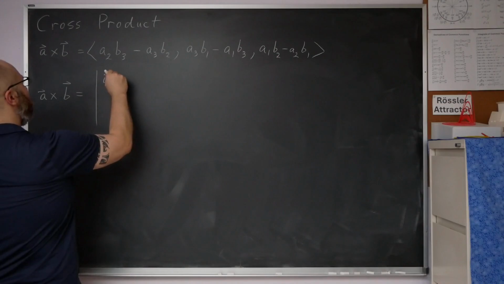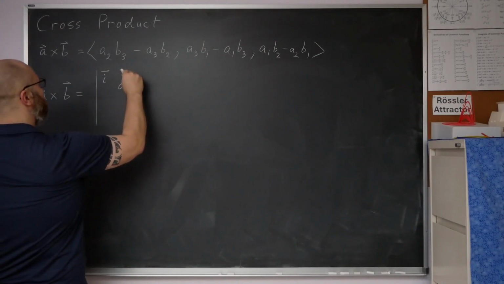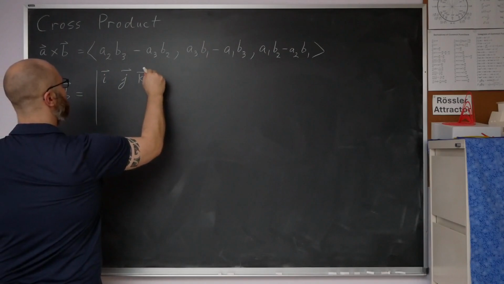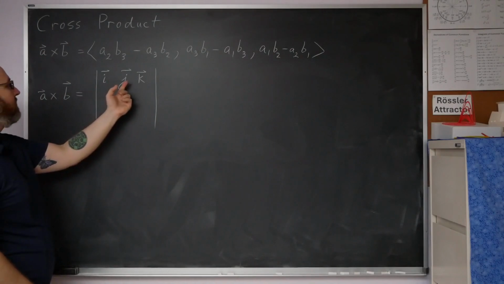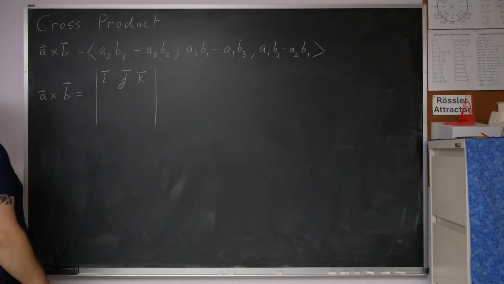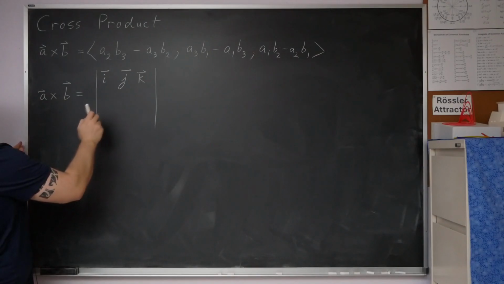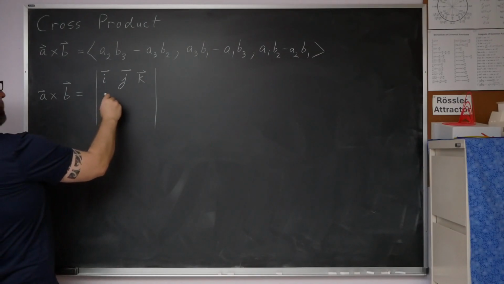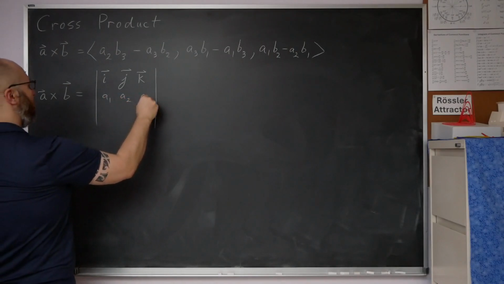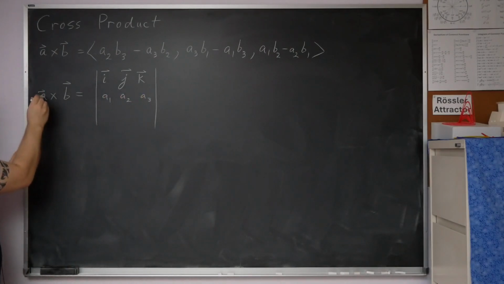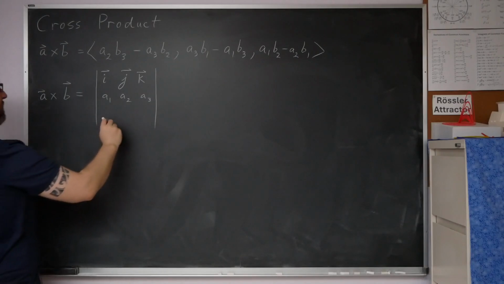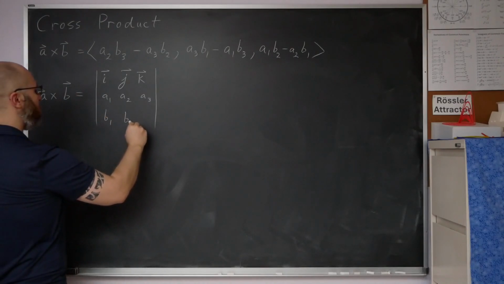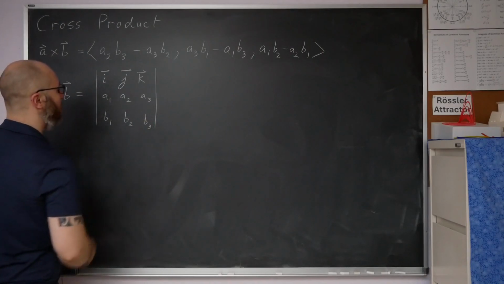So remember vectors I and J and K, right? So those were in the x direction, length 1, y direction, length 1, z direction, length 1. So those are going to be nice for this pictorial way to represent it. In the second row, I'm going to have A1, A2, A3. And the second row is A because A is the first argument here, right? It's A cross B. It's not B cross A. In the bottom row, we're going to have B1, B2, B3.